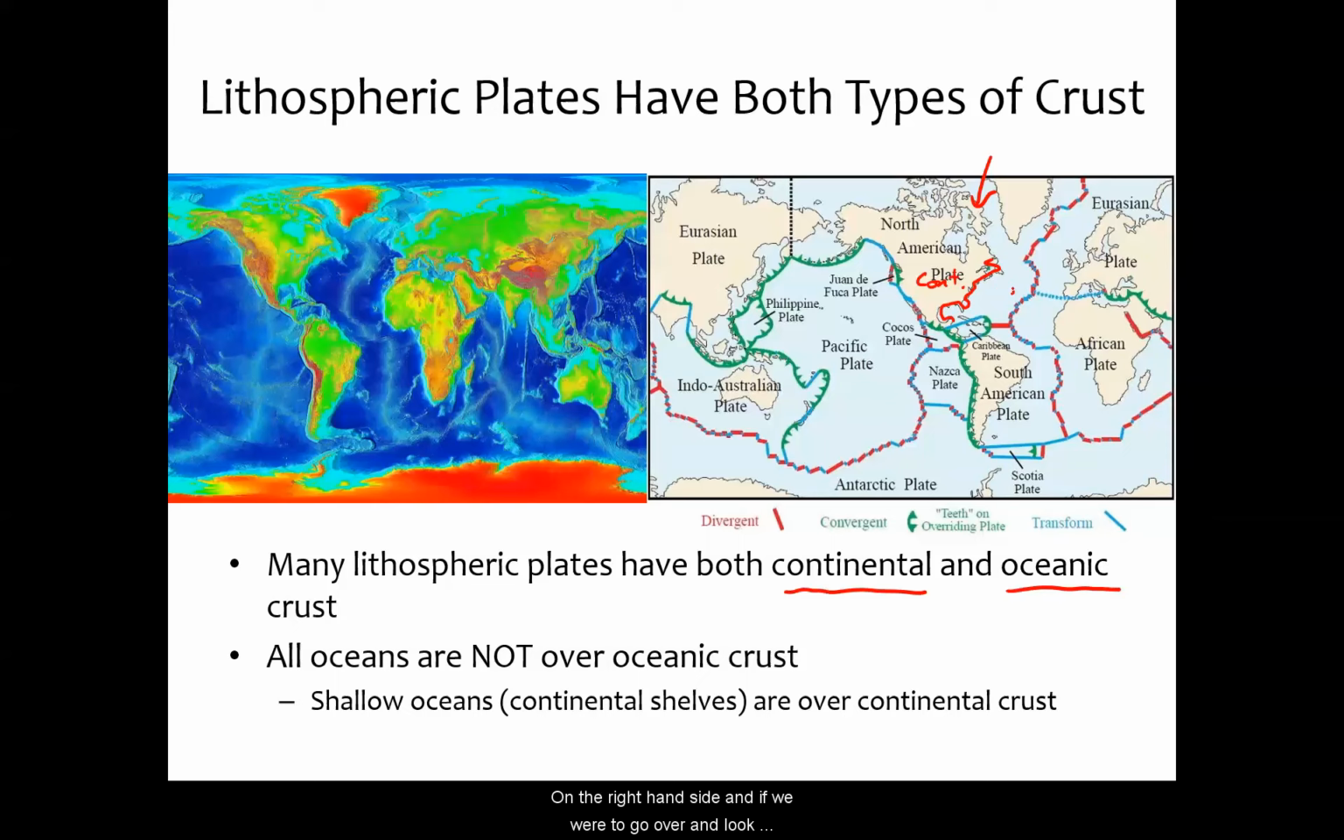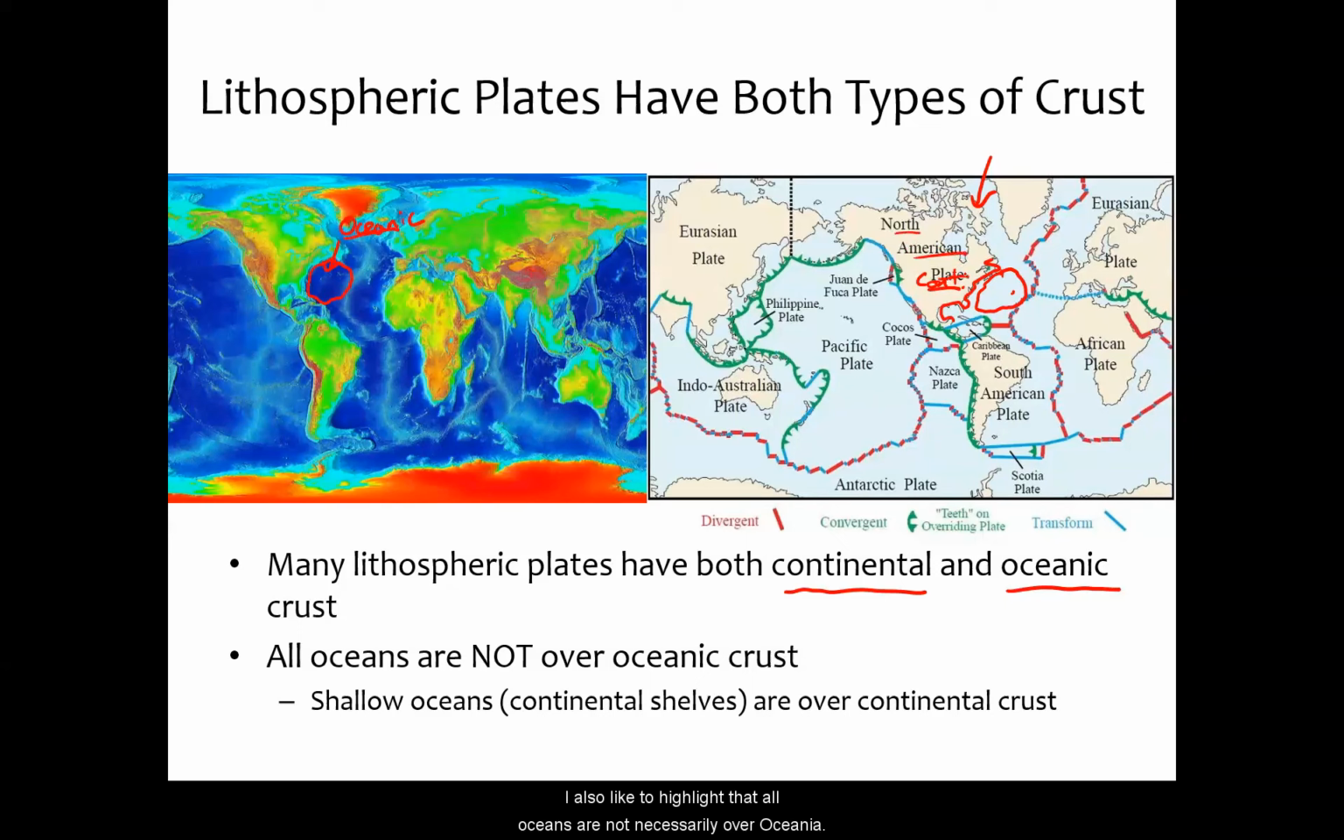And if we were to go over and look at the bathymetry map, the map that shows us what the depth is, we'll see out here that there's a lot of deep ocean that makes up this part of the crust. This is going to be oceanic crust. And so we have both continental and oceanic crust as part of the same North American plate.